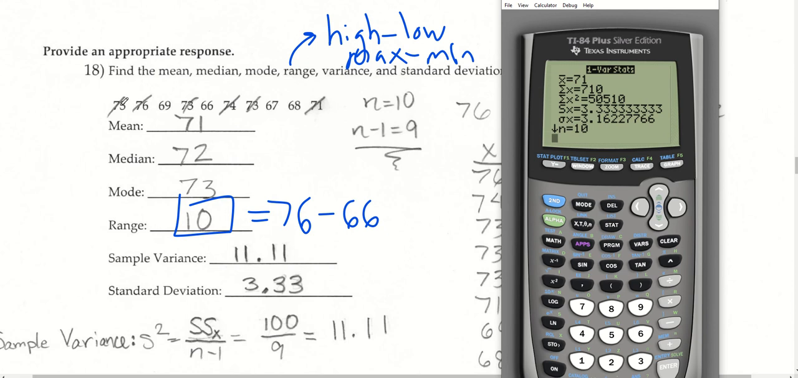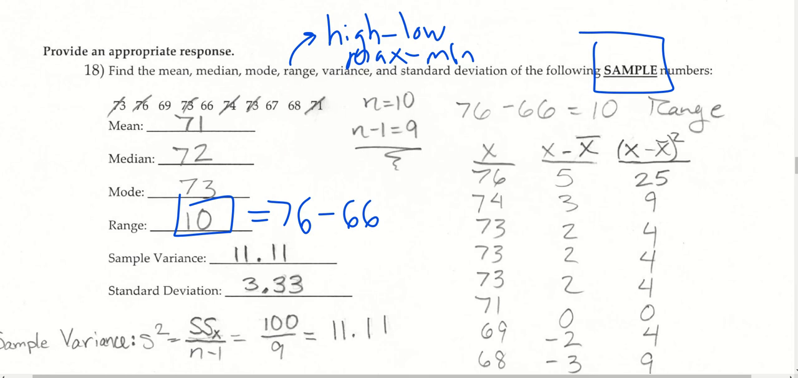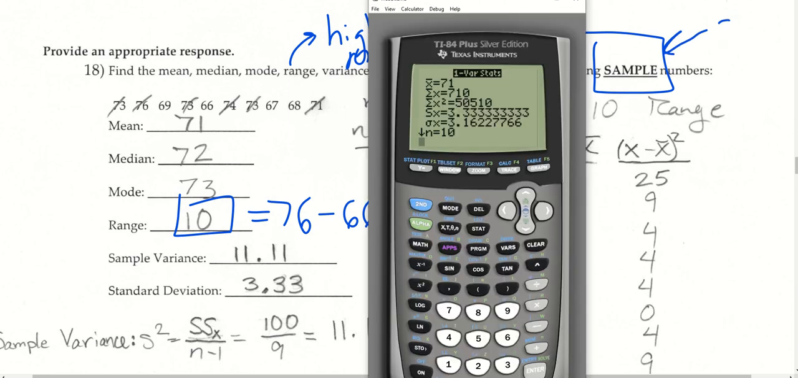When we were entering these 10 values into the calculator, it has no way of knowing whether we're giving it all or just some of the values. So this is where we had to pay close attention. And remember, going back to the beginning of the problem, they told us that this was sample data. So because we have sample data, we want the sample standard deviation, which is S, not sigma.